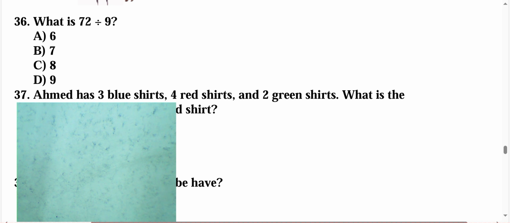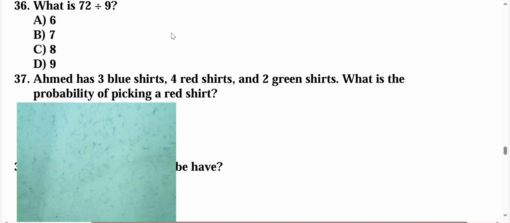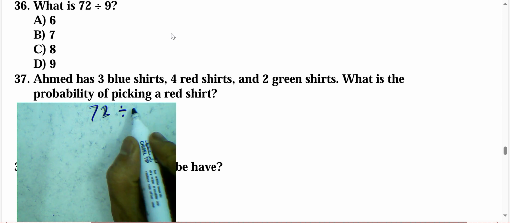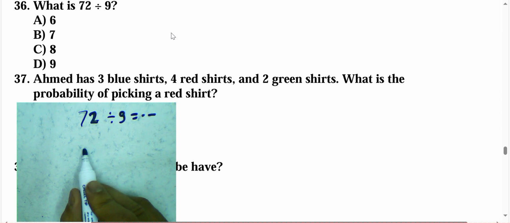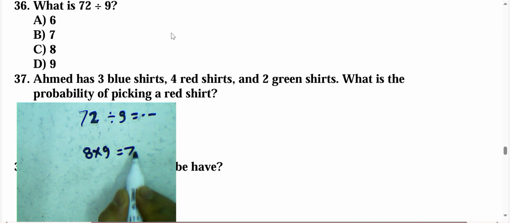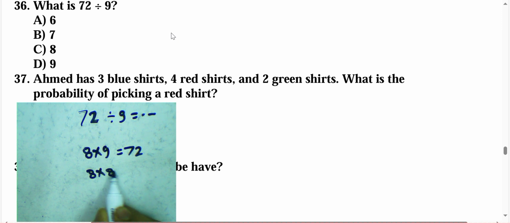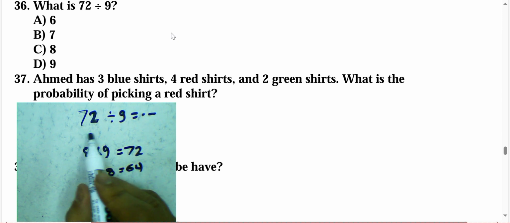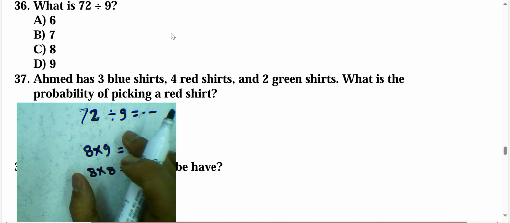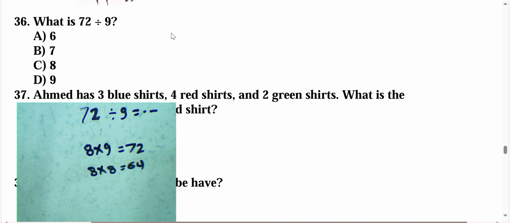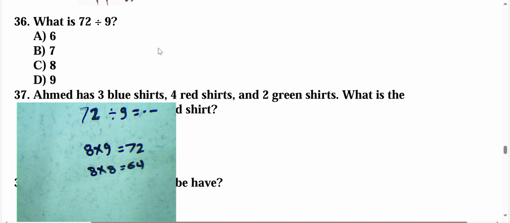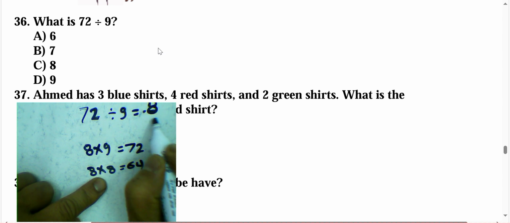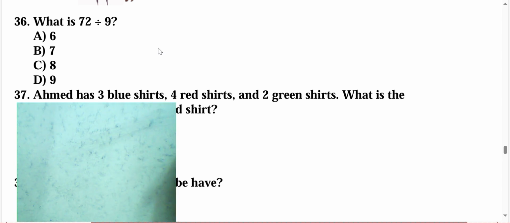What is 72 divided by 9? We know 9 times what equals 72, table 9. 8 times 9 equals 72. 8 times 8 equals 64, and so on. So, when he asks you about this example, you must think, what is the result? 72 divided by 9 equals what? 9 times what equals 72? 9 times 8. So, the result here will be 8. You must write 8, okay?